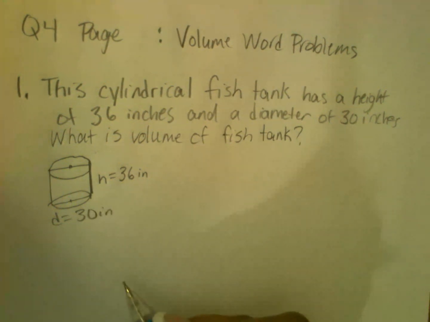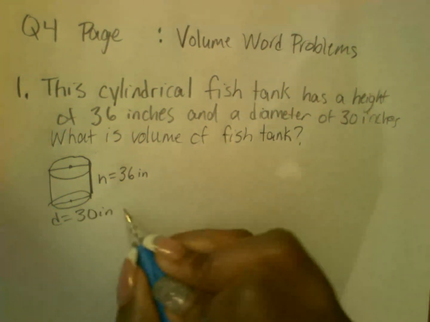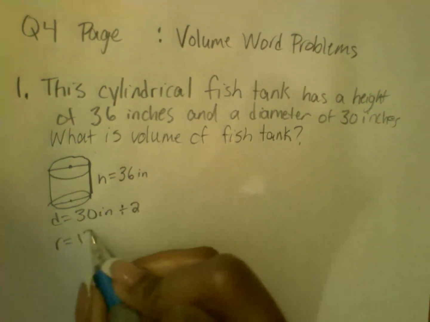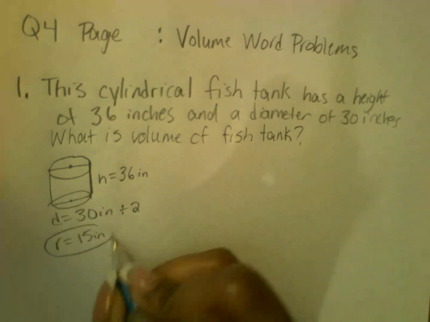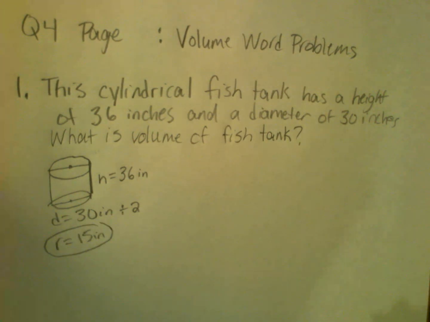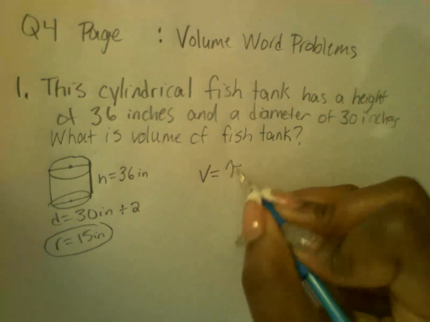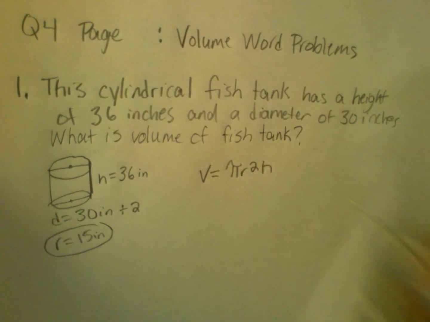In order to find the radius, because you know you're going to need the radius for this problem, you're going to divide 30 by 2. So the radius here is going to be 15 inches. That's what you're going to need. The formula for a cylinder is V is equal to pi r squared times the height.